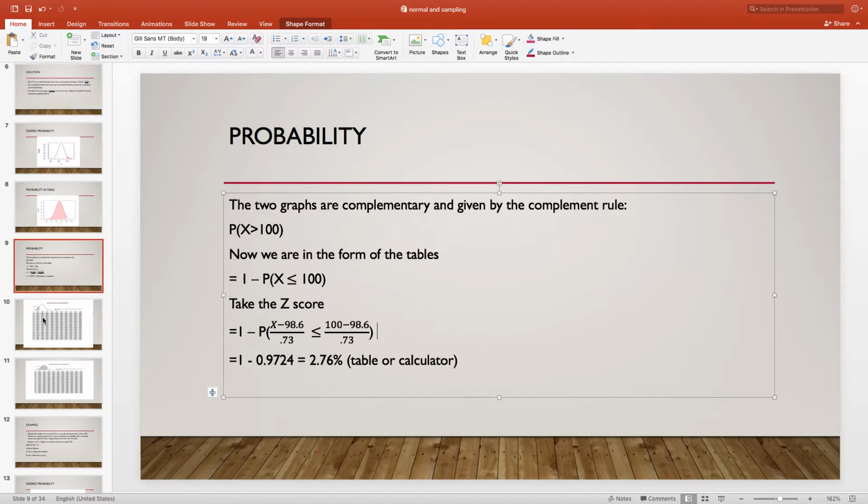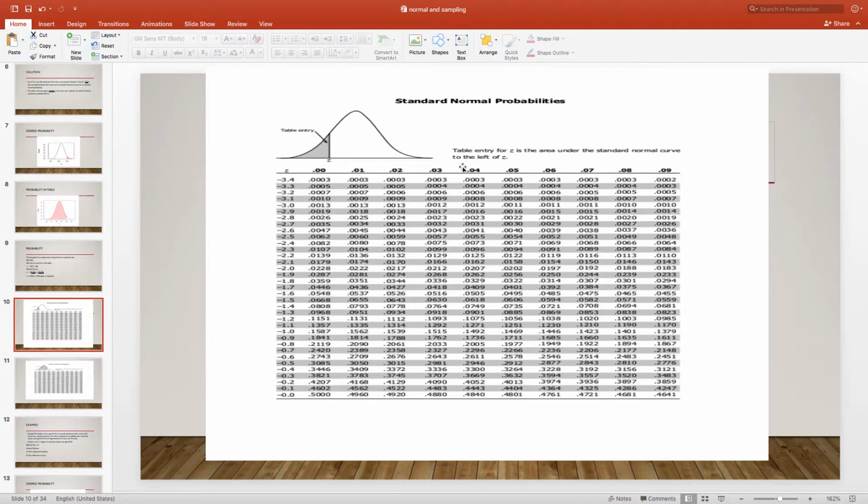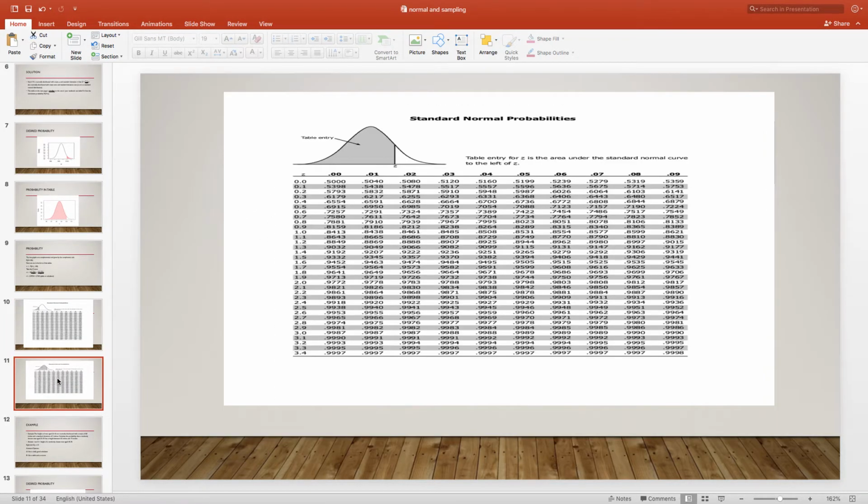And you would have to use this table in the back of the book. You should have a standard normal table. It should say standard normal on it. It's in table 5 for you if you have the Sullivan book. And you need to go down to find your z-score and across. Since this number is a positive one, you wouldn't want to use this z-score here, but you'd want to use this one, this positive one.